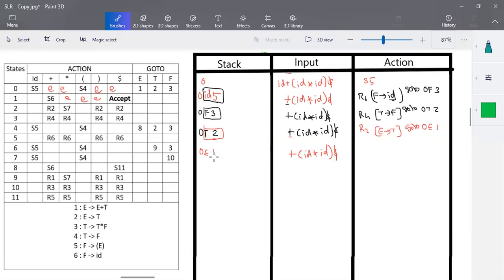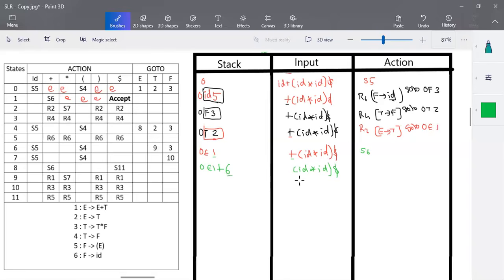Okay, the next step is what is there in 1 comma plus. 1 comma plus consists of S6. S6 is just to shift one element. So E and 1 will remain as they are. This token plus will be removed from the input and pushed into the stack, and here you'll have id star id dollar as it is. Each and every shift operation is followed by the goto state 6. So one element is shifted from input to stack, and next we'll push this 6 into the stack. Okay, so this is done.